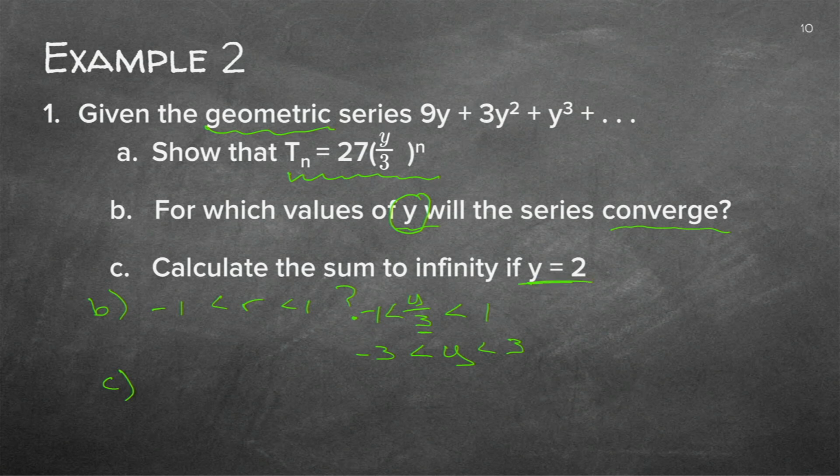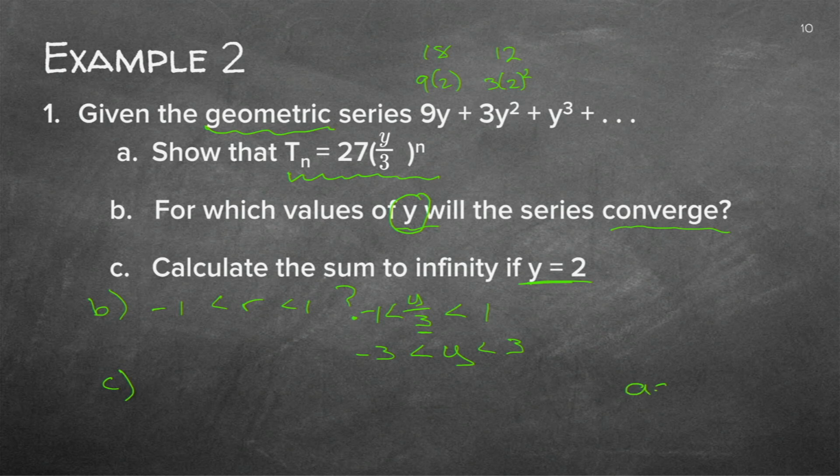Last question. Calculate the sum to infinity if y is equal to 2. So now we go back there. 9 times 2 is 18, my first term. 3 times 2 squared is 4 times 3, which is 12, etcetera. You don't even need more, because all you need is the a and the r.